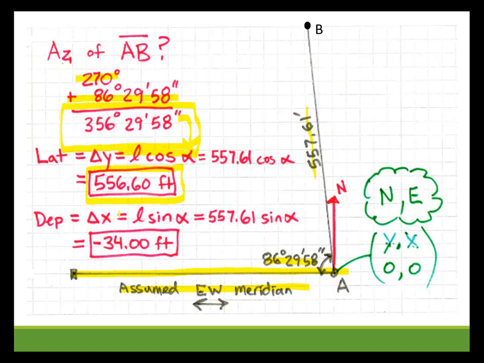Likewise, I can calculate the departure. Departure is a delta in the x's direction, right? So L times the sine of the azimuth, or the alpha, that gives me the departure. And this says it's at negative 34.00 feet. So that means distance towards the west, in a negative direction of departure. If I have an assumed northing and easting of point A, our assumed coordinates is 0, 0, then I can track the new coordinates of point B by adding the latitude to the northing and adding the departure to the easting.